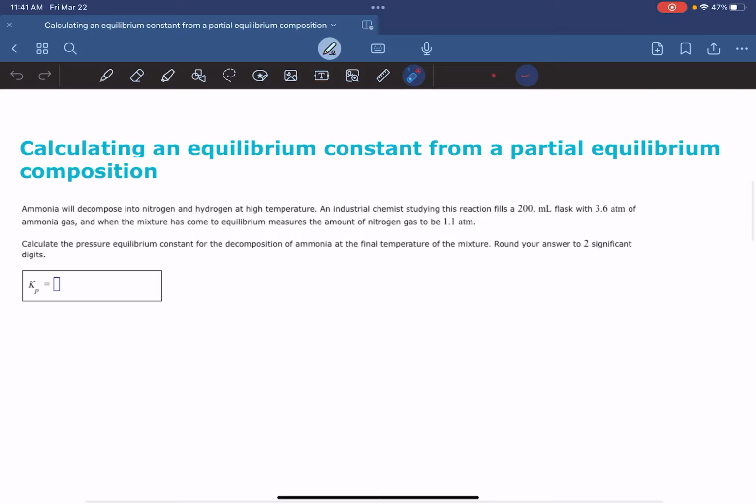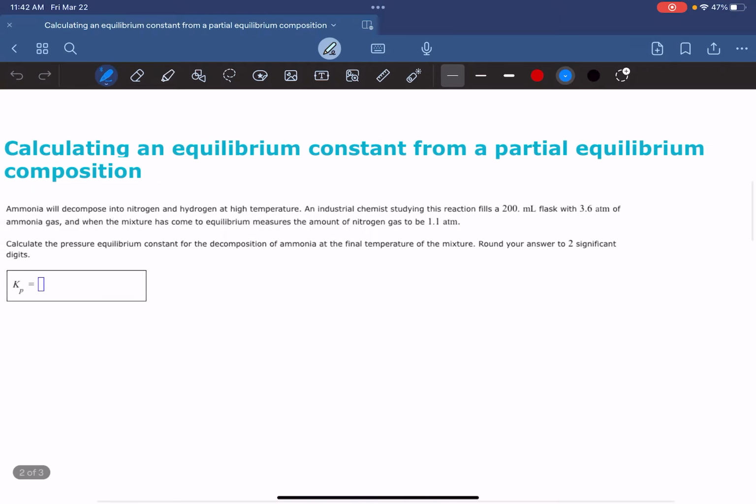There are a couple of things we note here. One is they're asking us to solve for the Kp. That's important because normally, if they asked us to do a problem with concentrations, we would see either molarity or moles and volume. But in this case, all we see are atmospheres. First things first, they tell us that ammonia is going to decompose into nitrogen and hydrogen. We should write an equation for this just so we know where we're going in this problem.